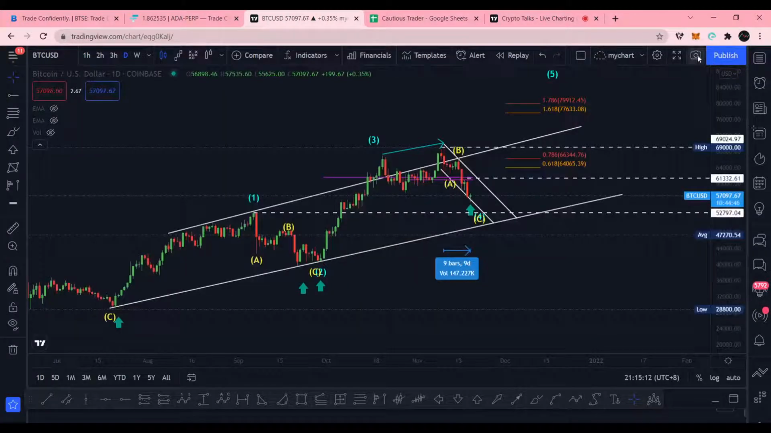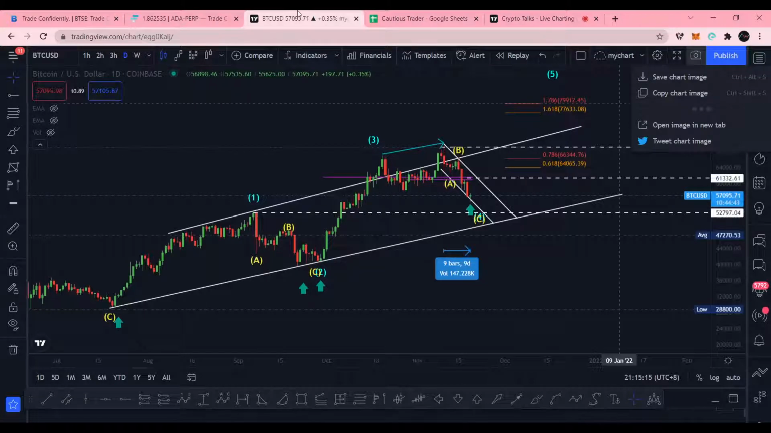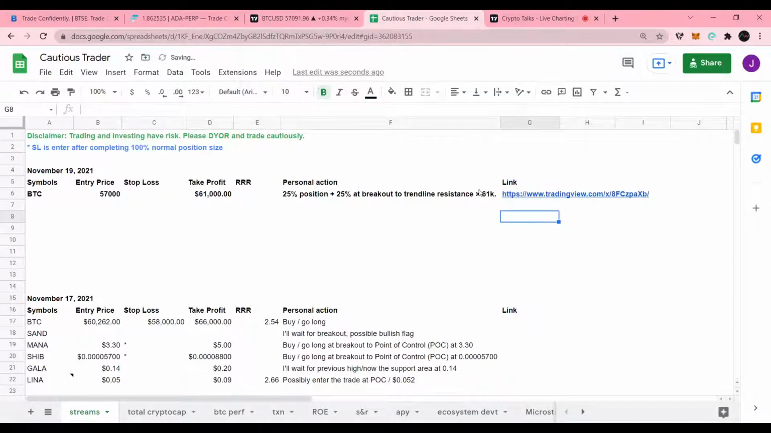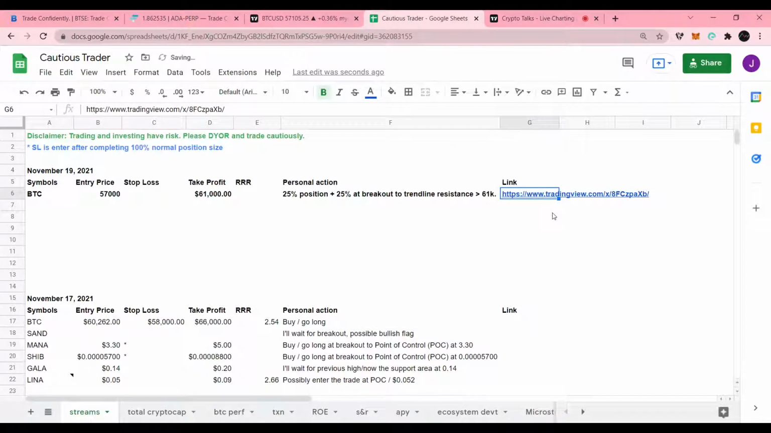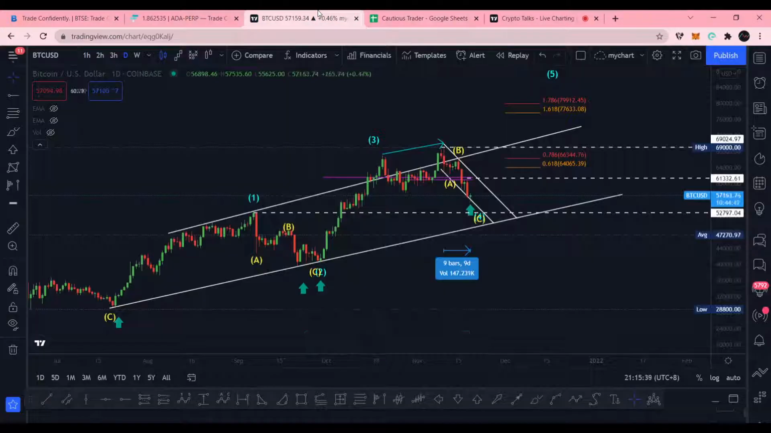So the link, I'll just copy this one. That way at least I keep tracking what I'm saying, because I don't rewatch my videos, so I can monitor it through here. I don't want it bold. So that's my take on BTC: a solid breakout of this downtrend resistance, more than $61,000, possibly to 69. For now, just a 25% normal position size.